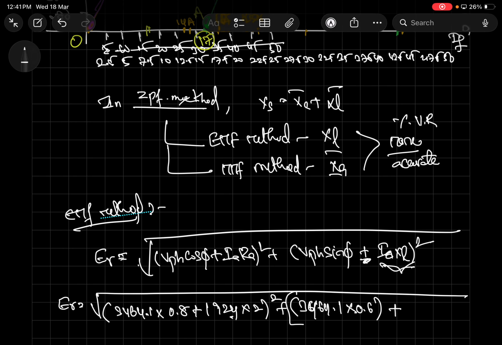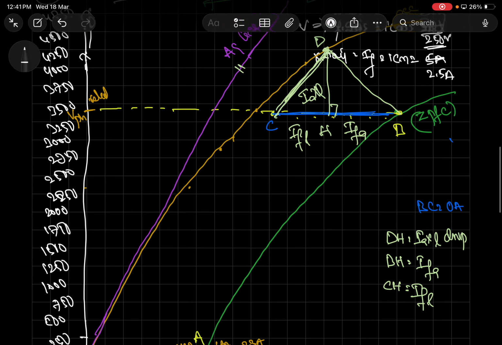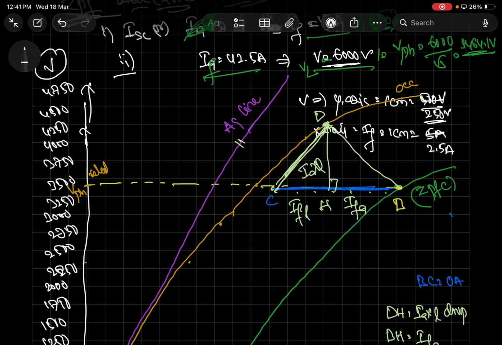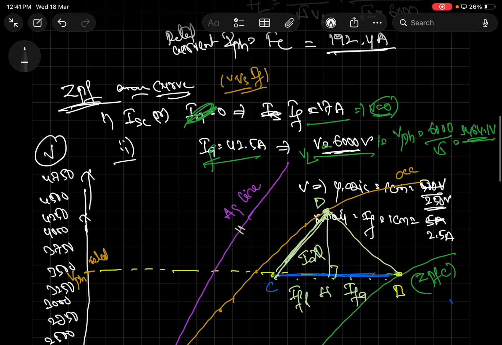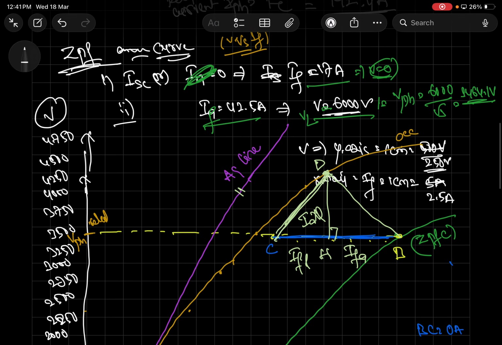IA into XL. This length has to be collected from the graph here. Take the difference of these two, or measure the length and multiply with the scale, whichever is convenient for you. How many boxes is it covering? In my case it is 3.6. What about you, as you are doing the exact graph? 3.4. Okay, so I'll approximate it as 3.5 centimeters.